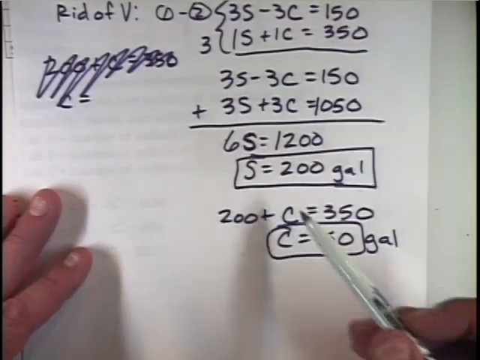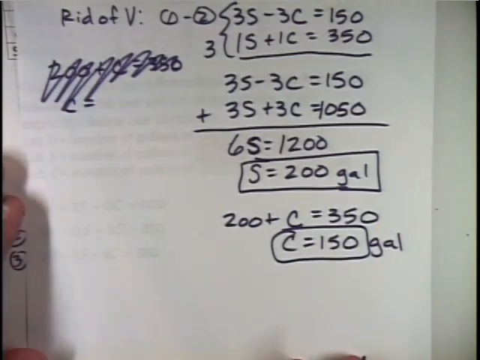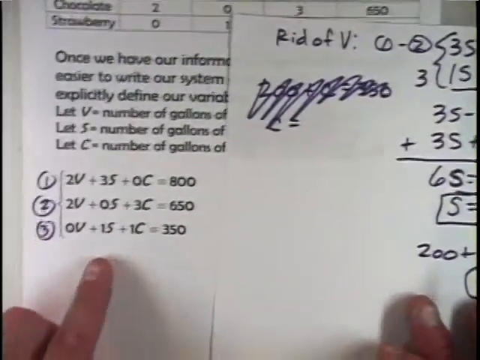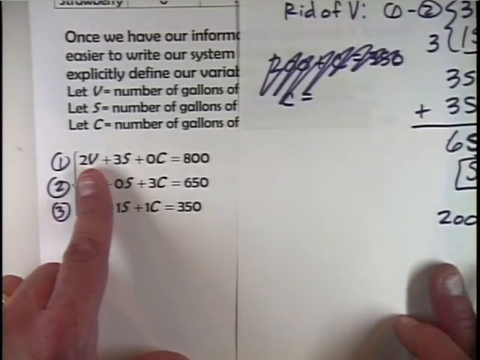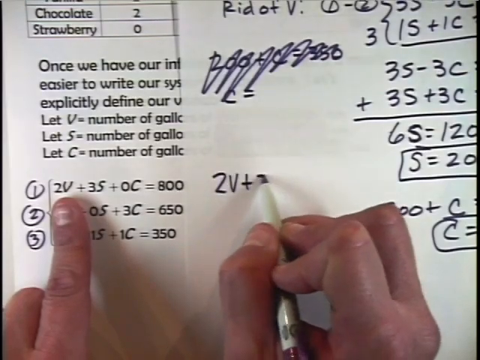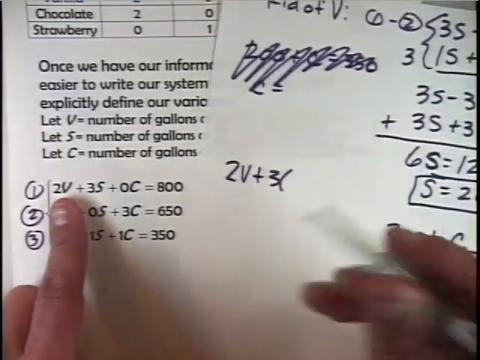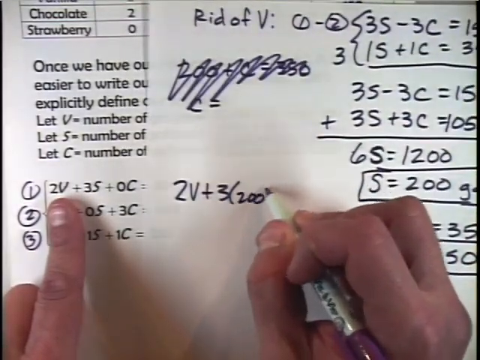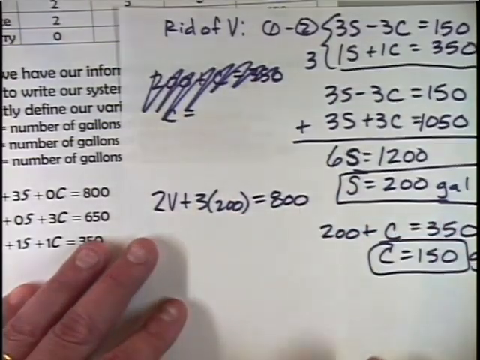All right, now that we have our S and now that we have our C, all we need to do is find V, the gallons of the vanilla mixture. So I'm going to go back to one of my original equations that has a V in it and choose one, maybe equation 1. So it's 2 times V, plus 3 times S, which I just found to be 200, so that's 200 gallons, plus 0C has to equal 800. And now all I have to do is solve that.